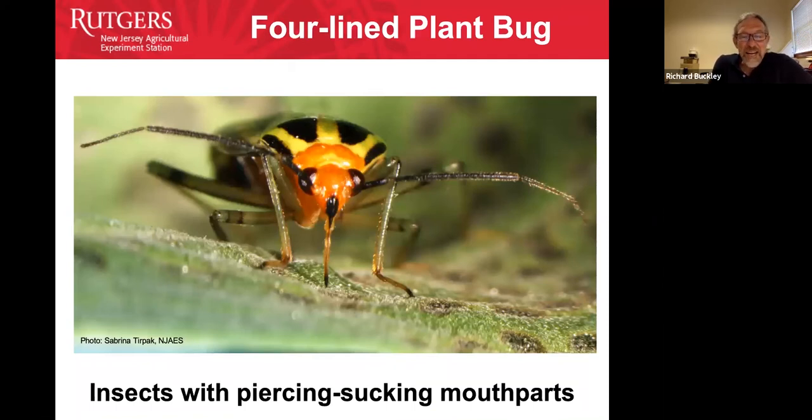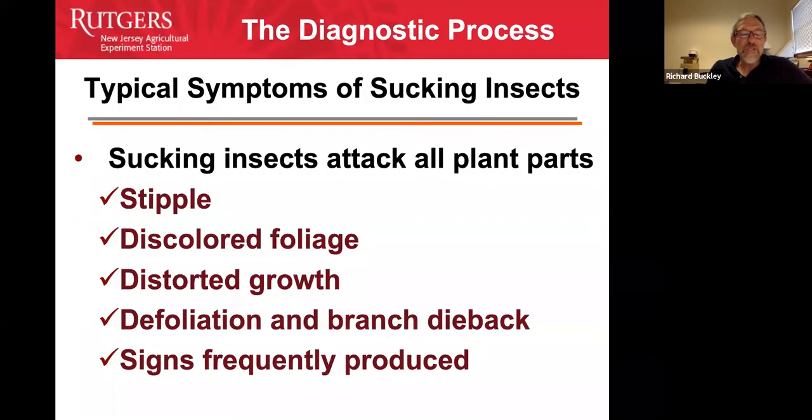Insects with piercing, sucking mouth parts come first, right? So note that this insect, four-lined plant bug, has a stylet. And when insects feed with a stylet, they cause a symptom called stipple. And stipple will discolor the foliage or distort the growth. Occasionally you get a little defoliation or branch dieback. Insects that suck plant sap make signs. We'll come back to that, right?